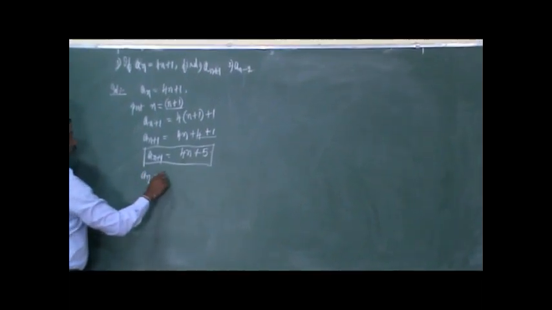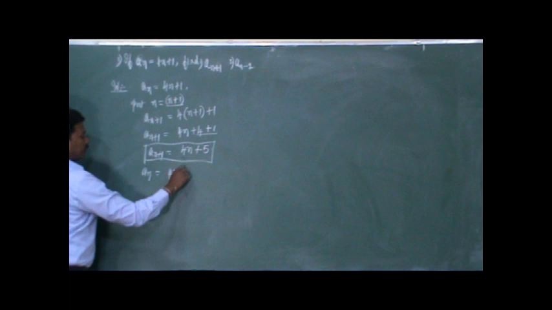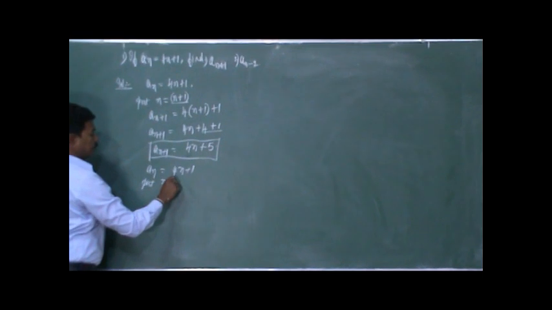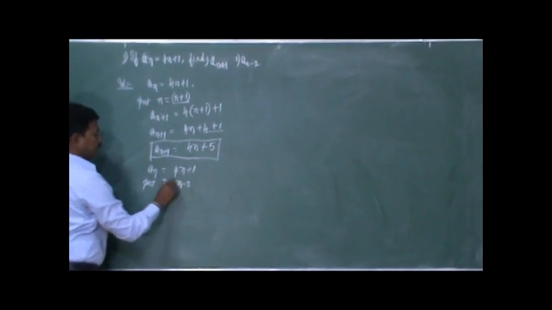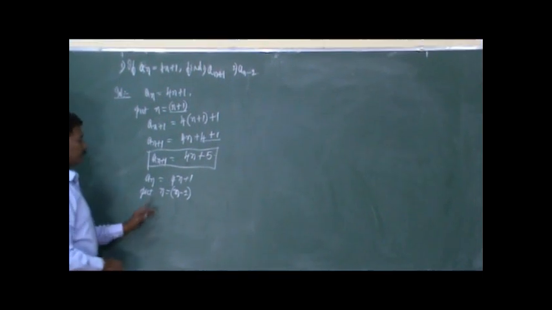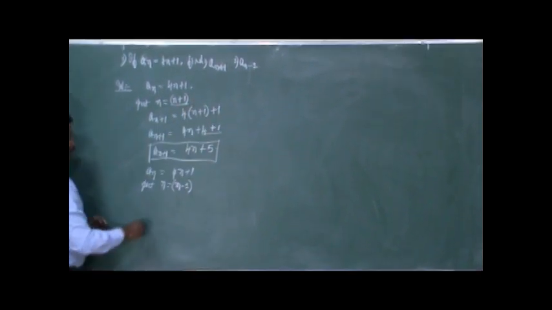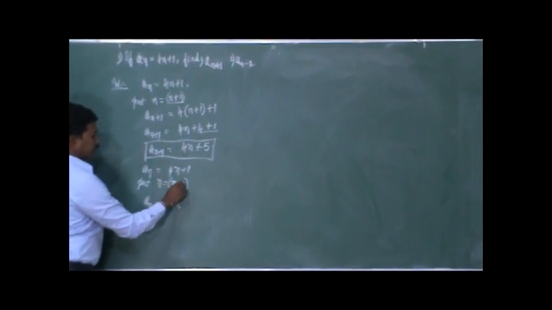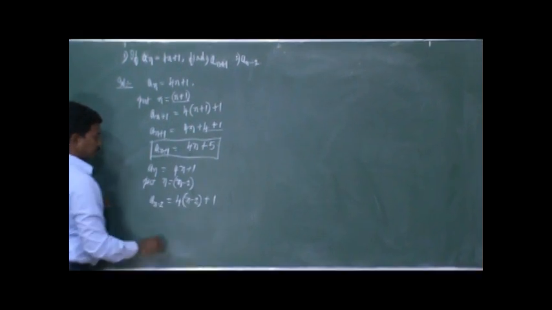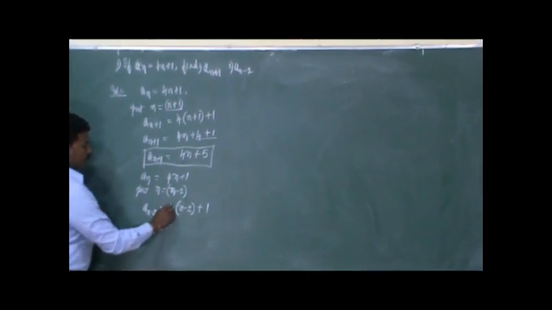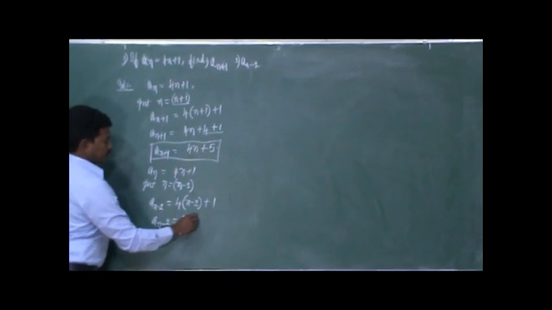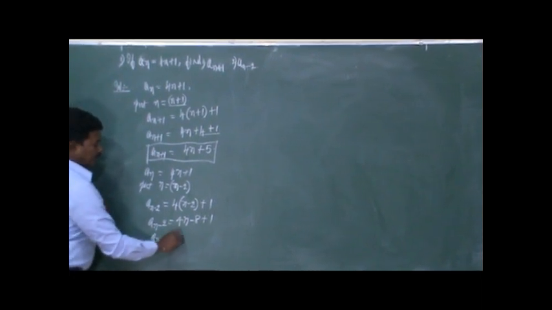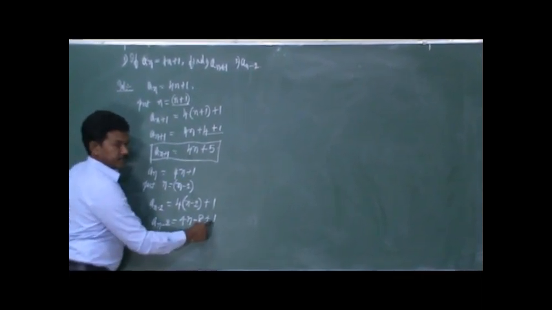So a_n is equal to 4n plus 1. Put n is equal to n minus 2. In the place of n we have to substitute n minus 2 in order to find a_{n-2}. So a_{n-2} is equal to 4 into n minus 2, and plus 1. a_{n-2} is equal to 4 into n is 4n. 4 into minus 2 is minus 8, plus 1. So a_{n-2} is 4n. Here there are two constants with different signs.